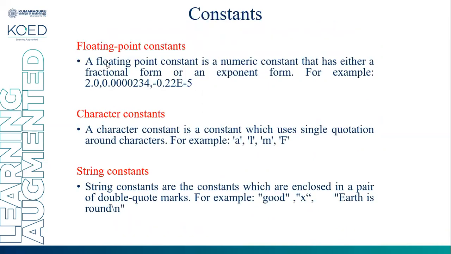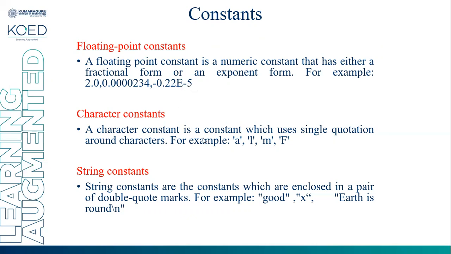Floating point constant. A floating point constant is a numeric constant that is in either fractional form or exponential form. For example, 2.0, 0.00234. These are the floating point forms. Minus 0.22e-5 is an example of the exponential form.